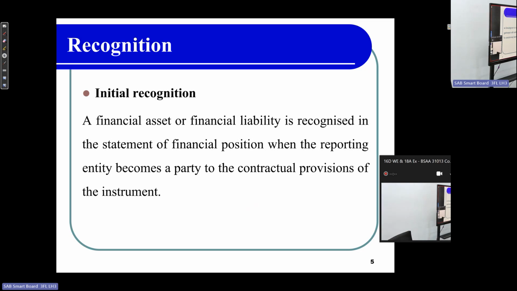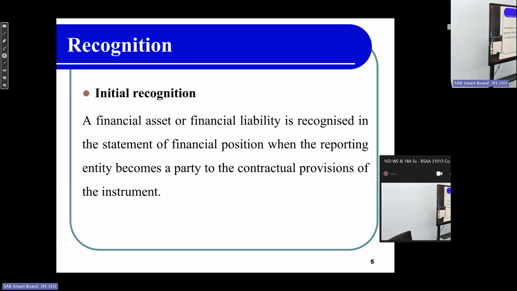Recognition, write down. In this case, I'm not going to touch definitions. Why? Definitions are already covered based on LKS 32. Make recognition, derecognition, and measurement.